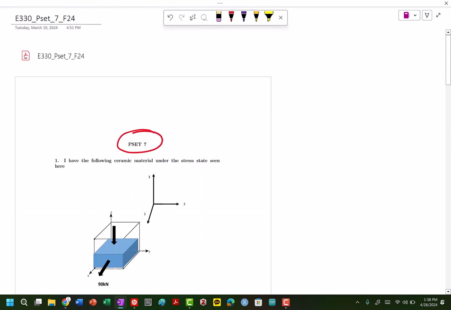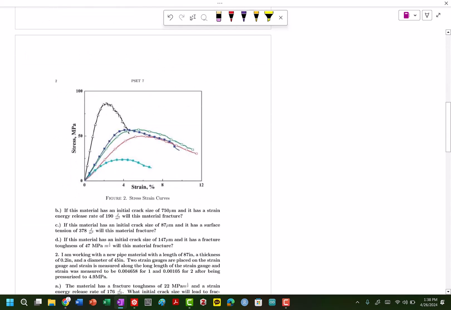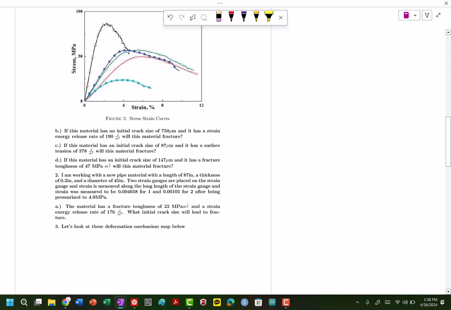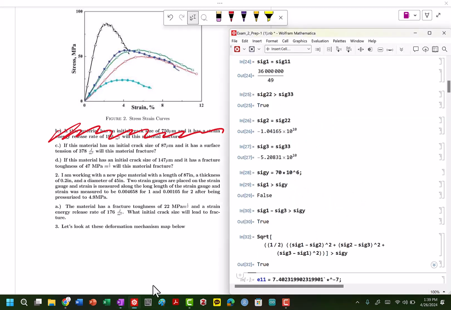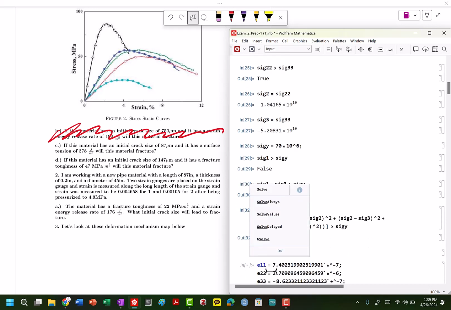So this is a ceramic material. So if I have a crack size with this and a strain energy release rate, will it fracture? We can't answer that question. Because again, for a ceramic material, we have to use the Griffith criteria, square root of 2 gamma over pi a, or our fracture toughness equation, where we set F equal to 1, stress times square root of pi a. So we can solve it for those other systems. And when we're looking for cracks, we're only looking for tension values, so for fracture.